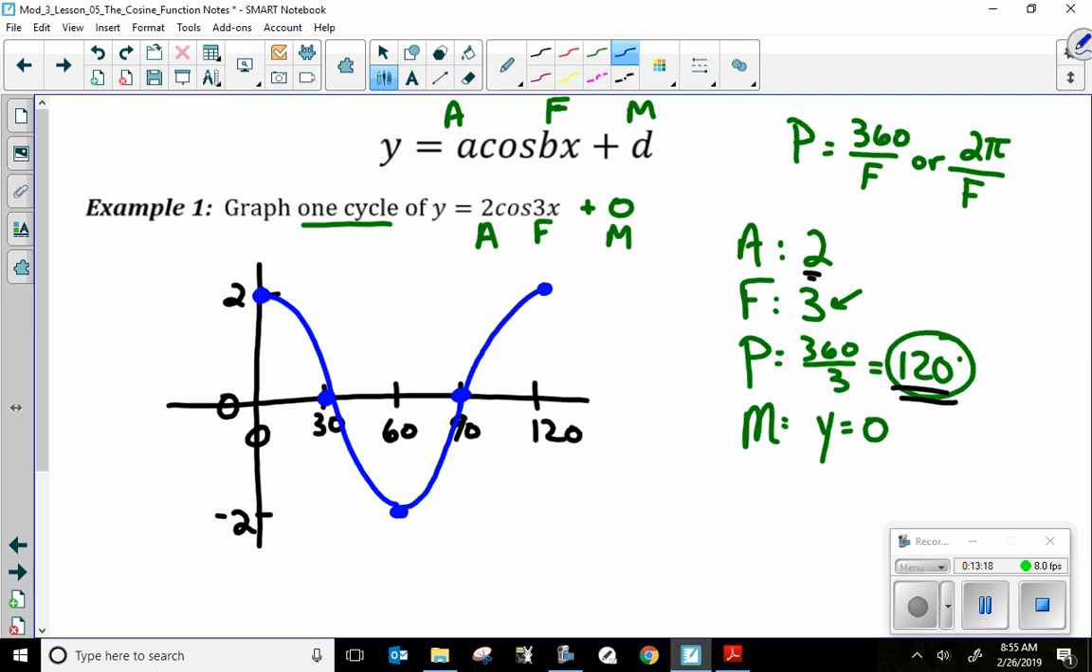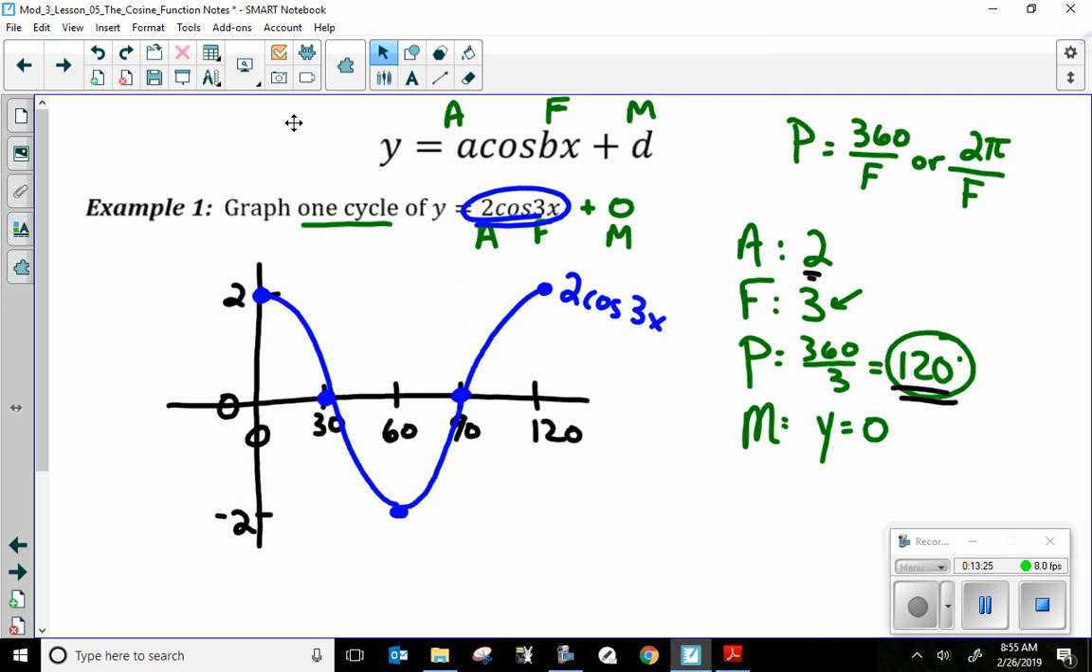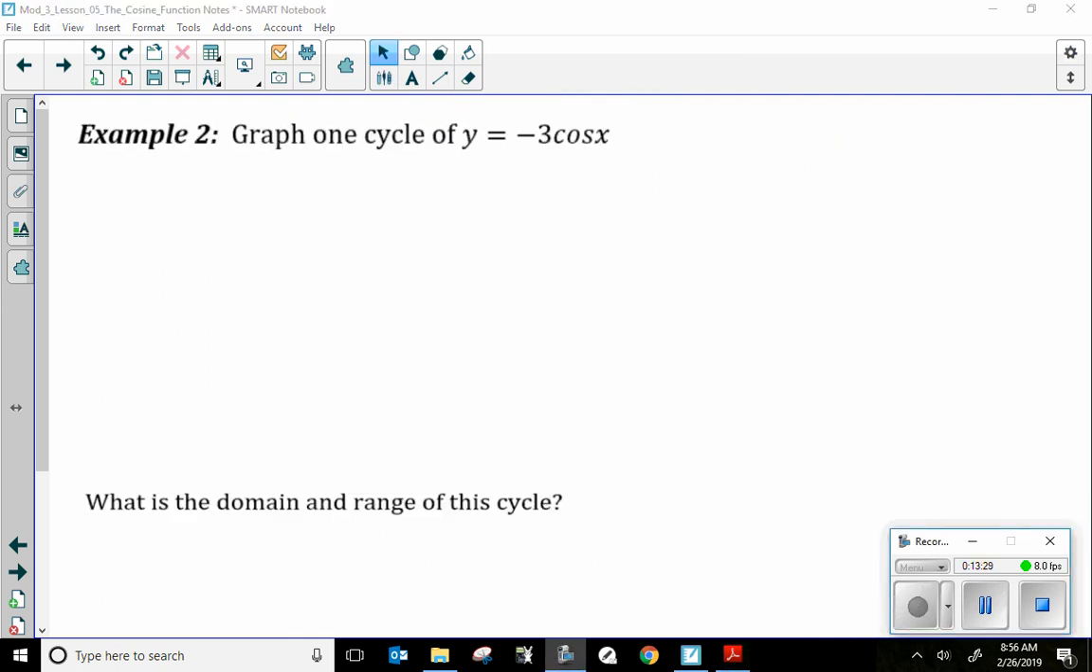Boom, there you go. You just graphed 2 cosine of 3x. On to the next one. Graph one cycle of y equals -3 cosine of x.